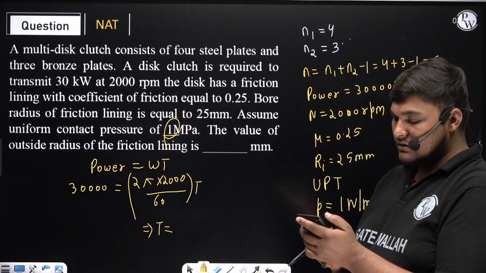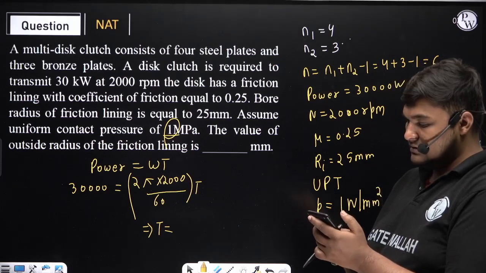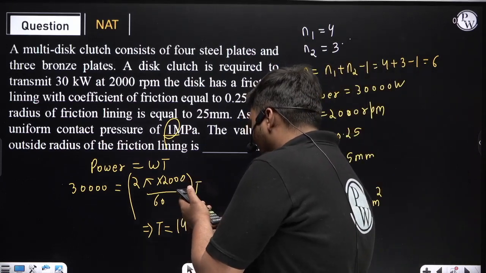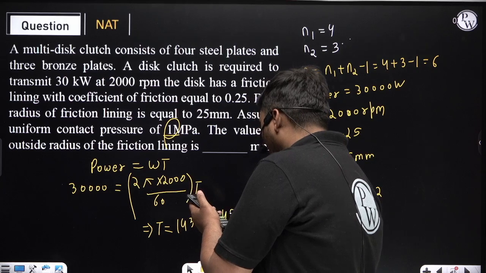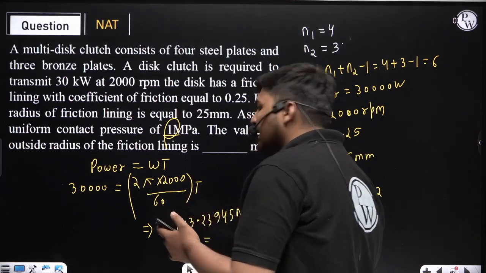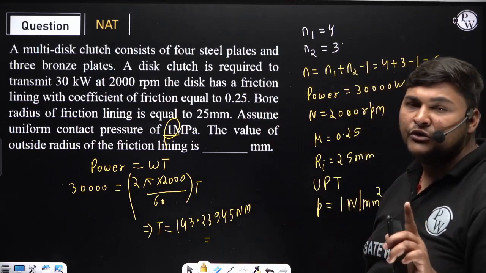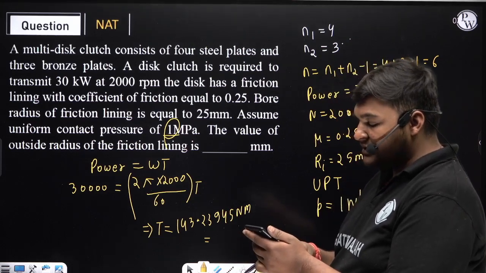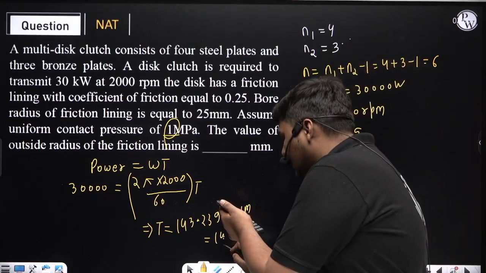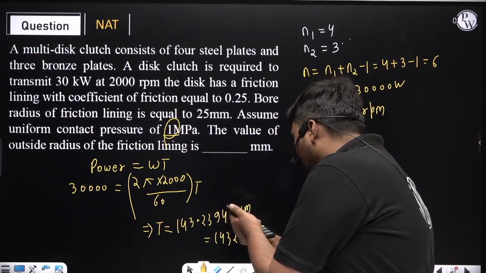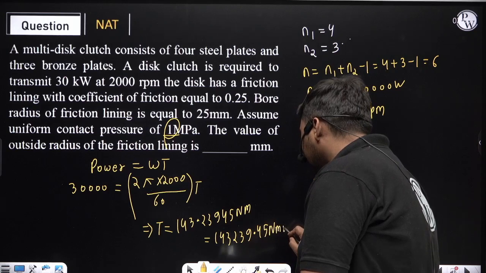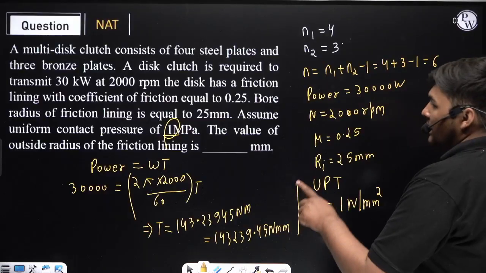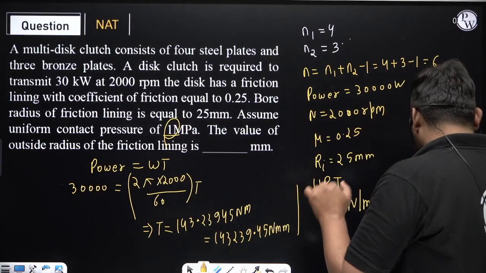Torque is coming 143.239 Newton meter. But in the clutch, while using the expression of torque, we are putting force in Newton and dimension in mm. So we will convert this into Newton mm, and in Newton mm it is coming 143,239.45.